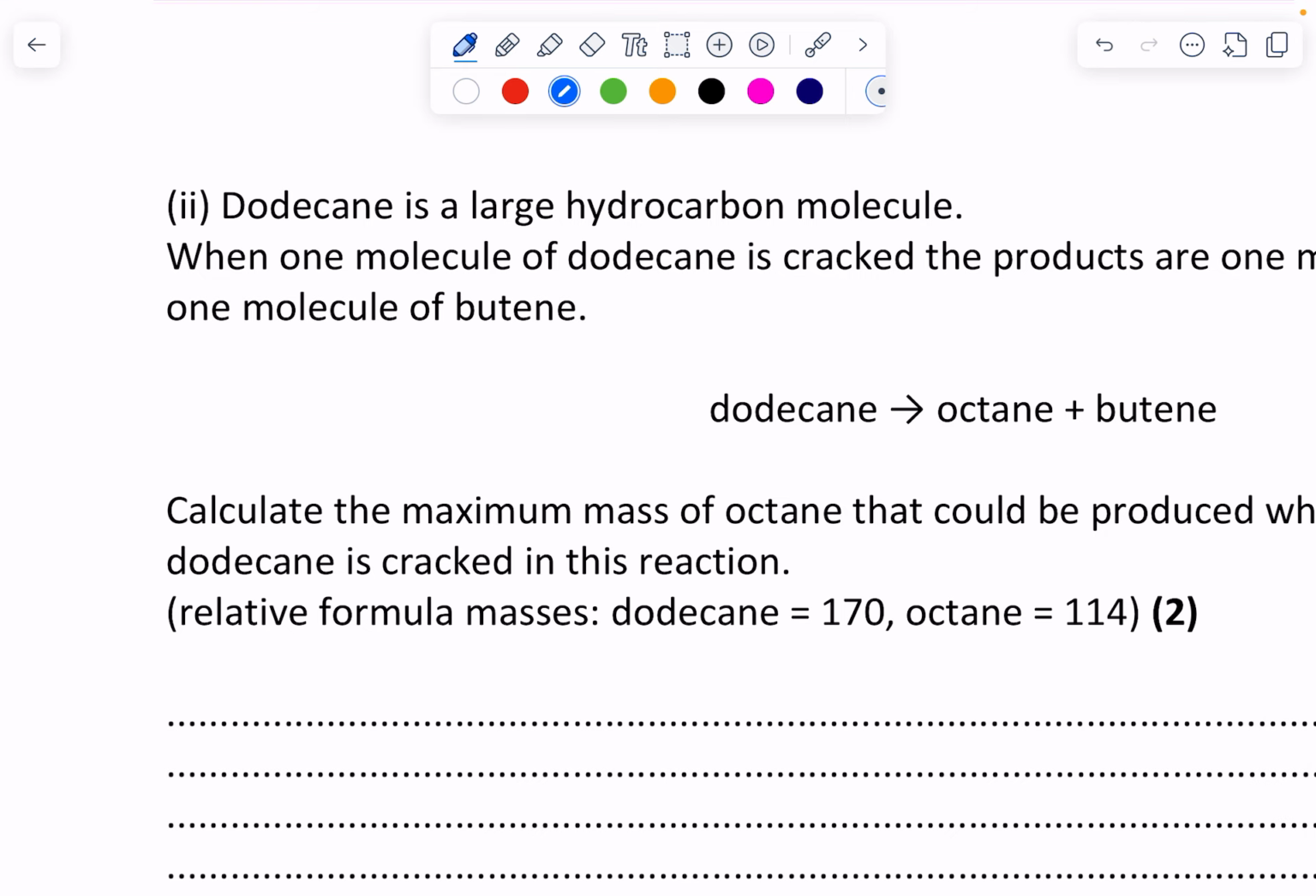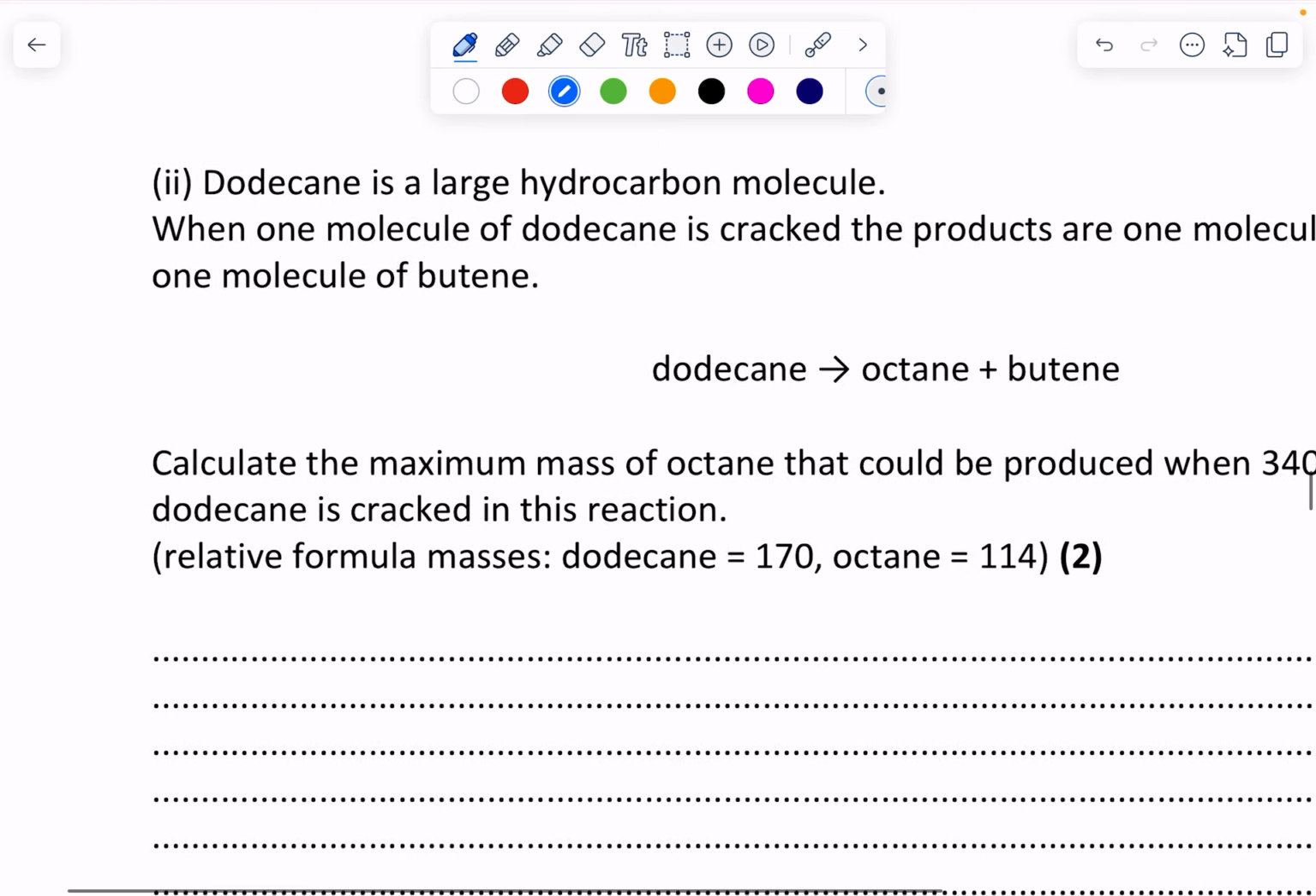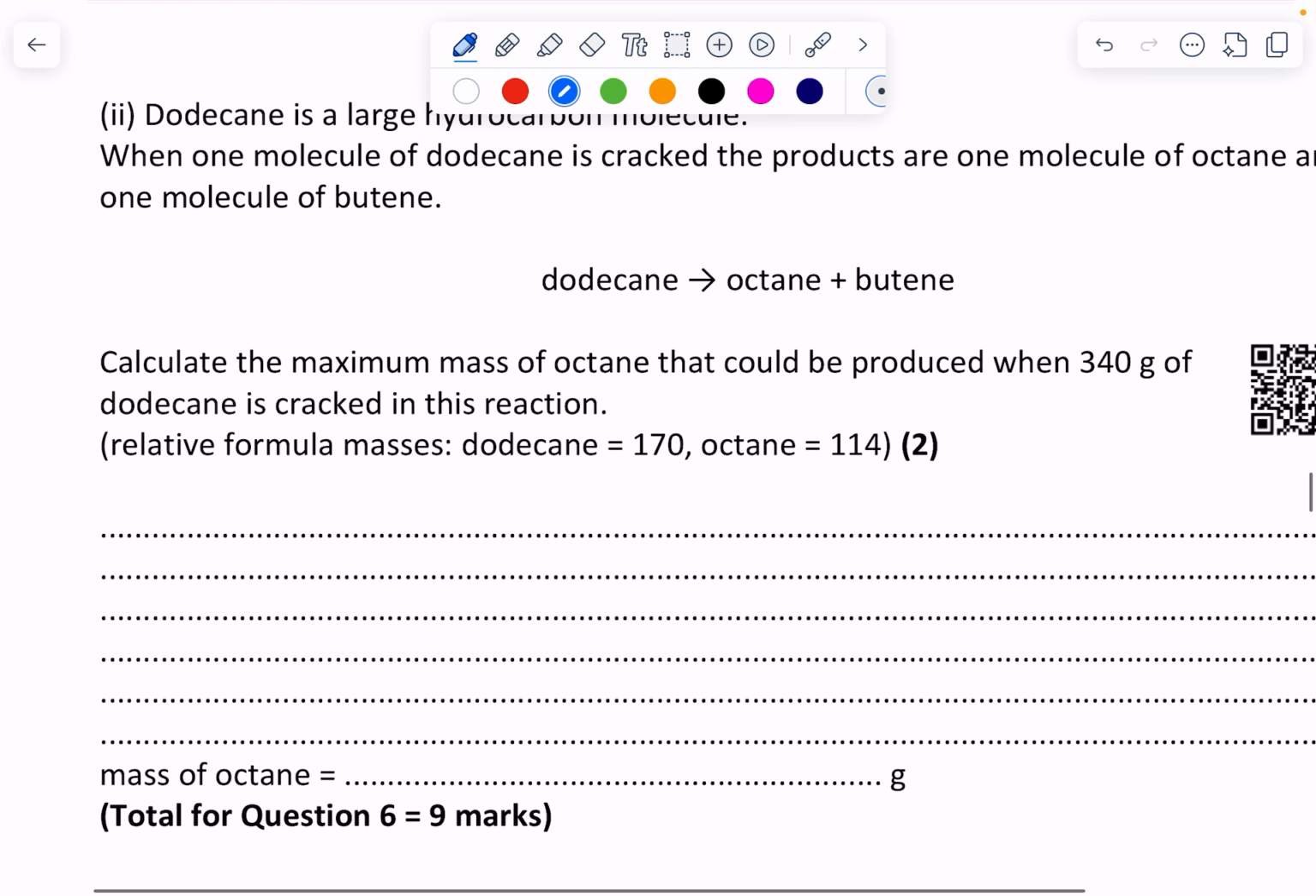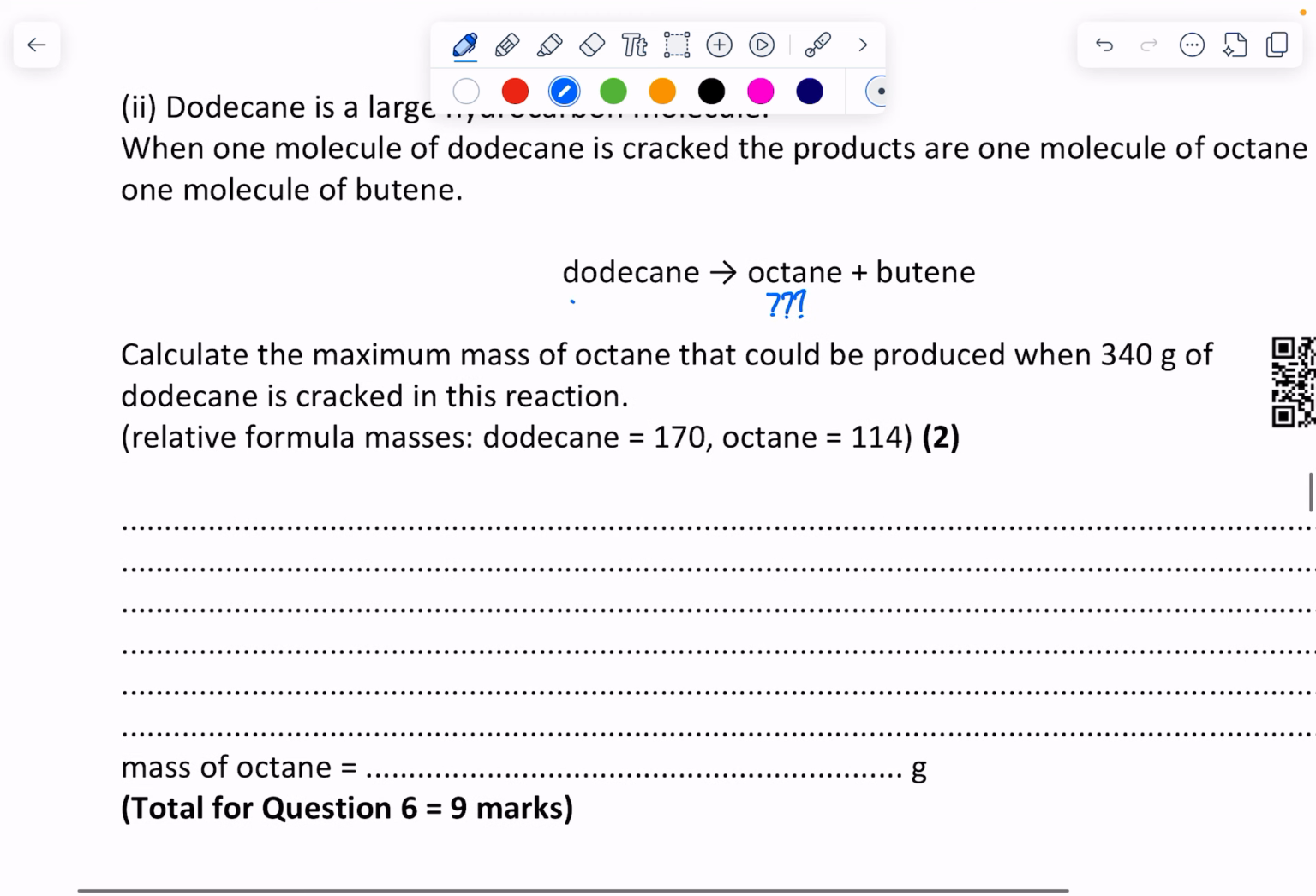Dodecane is a large hydrocarbon molecule. When one molecule is cracked, the products are shown here. Calculate the maximum mass of octane. So I want to know how much of this we could form when 340 grams of this is formed as well. Okay, so the best way to do this, there's 2 ways of doing it. I'm going to show you one way.